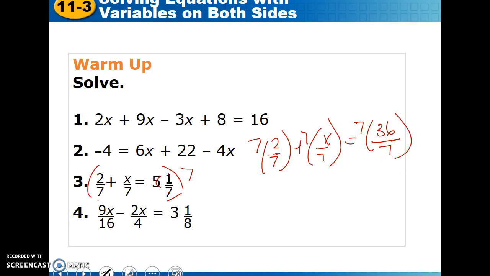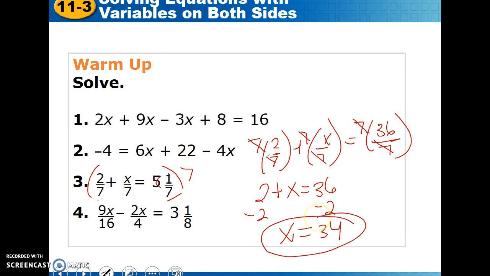So this makes our life easy. We can simplify before we multiply. These cancel out to be 1, so I'm just left with a 2 plus x, these cancel out to be 1, equaling 36. Isolate the variable, get rid of this positive 2, left with x equals 34. So that should have been your answer for number 3.